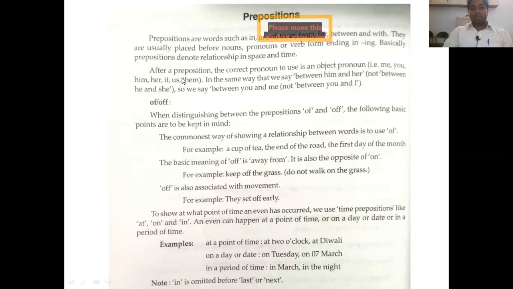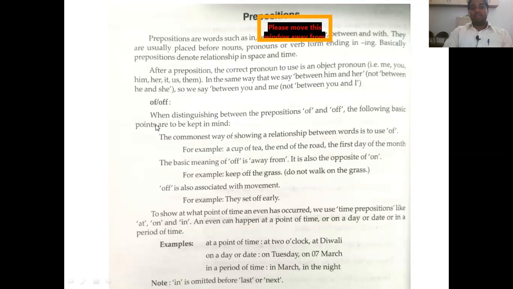After a preposition, the correct pronoun to use is an object pronoun, that is me, you, him, her, it, us, them. In the same way, we can say between him and her, not between he and she. Here he denotes male and she denotes female. So after the preposition we say him, and instead of she we use her. So we can say between you and me, not between you and I.